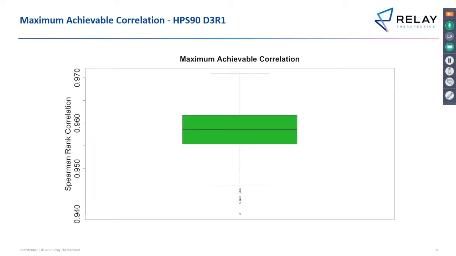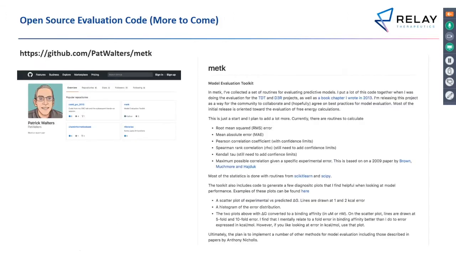And sometimes, the maximum achievable correlation is very high. So this is from one of the data sets from the first D3R challenge. You can see that, given the error, you can still get correlations up around 0.95. So that's great. But there are other data sets where the best you're going to be able to do is 0.6. So I think it's important to look at that sort of thing.